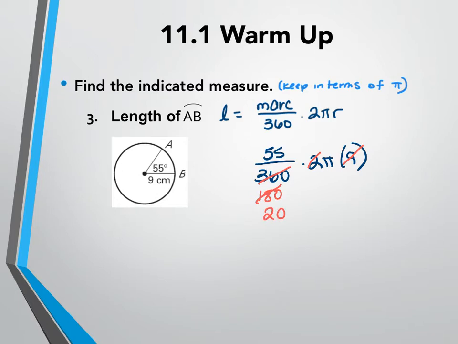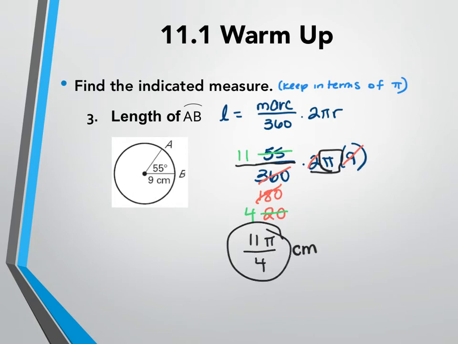And then I have 55 over 20. 5 goes into both of those, so that would be 11, and this would be 4. The most simplified form would be 11 pi over 4, since pi is the only thing left on top with the 11 and the only thing in the denominator is 4. And this time, centimeters. It could be 11 fourths pi or 11 pi over 4. It doesn't matter, as long as both are in the top and nothing's at the bottom but the 4, it's fine.